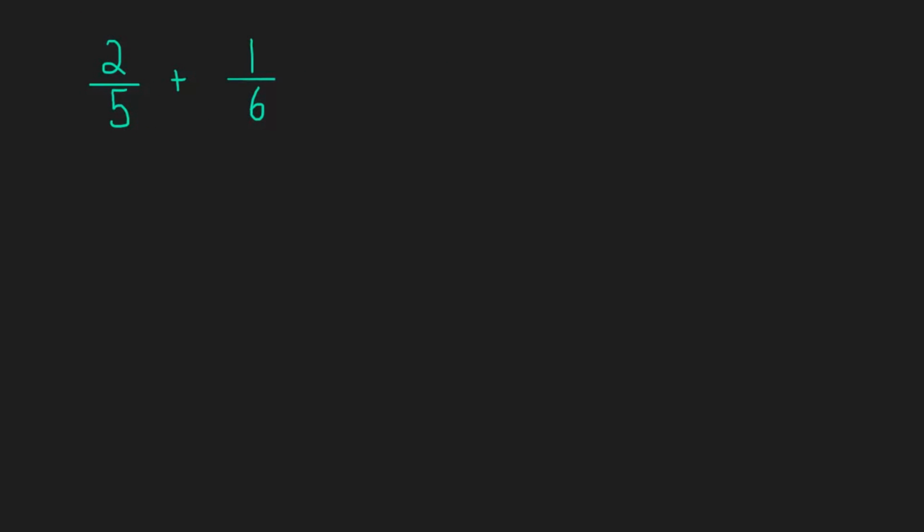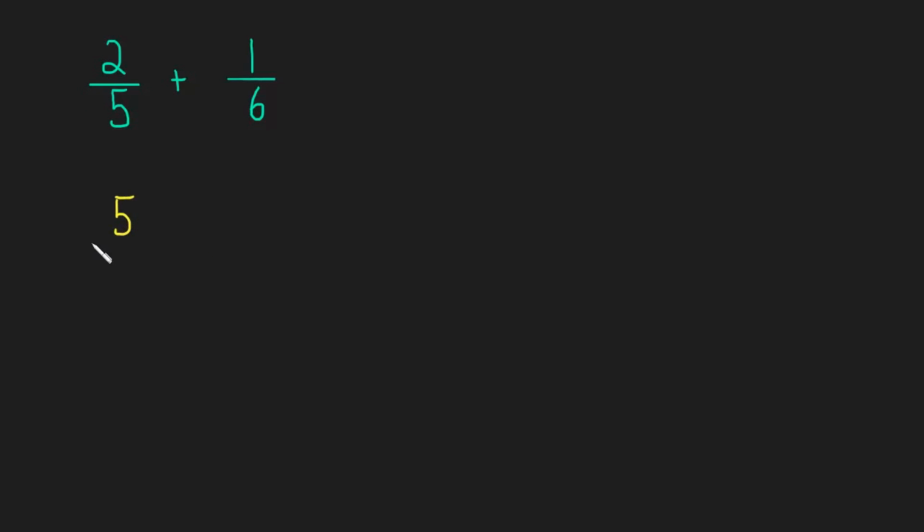Okay, here we want to add 2/5 plus 1/6, and we've already talked about why you need a common denominator in order to add. Now we're going to talk about how we get a common denominator. One way is to find the least common multiple of 5 and 6. So what does that mean, and how do we do that?